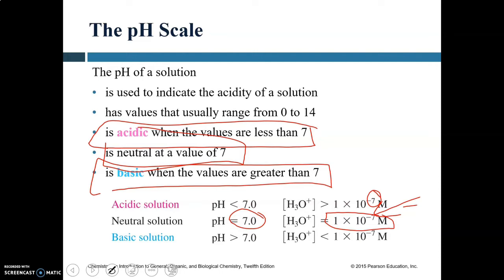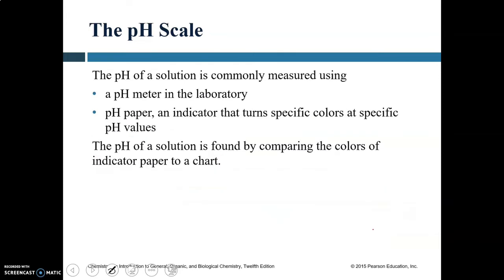If its concentration is more than 10 to the negative 7, then pH is going to be less than 7. If concentration is less than 10 to the power of negative 7, the pH is going to be more than 7 for a basic solution. It's usually measured by pH meter or pH paper.